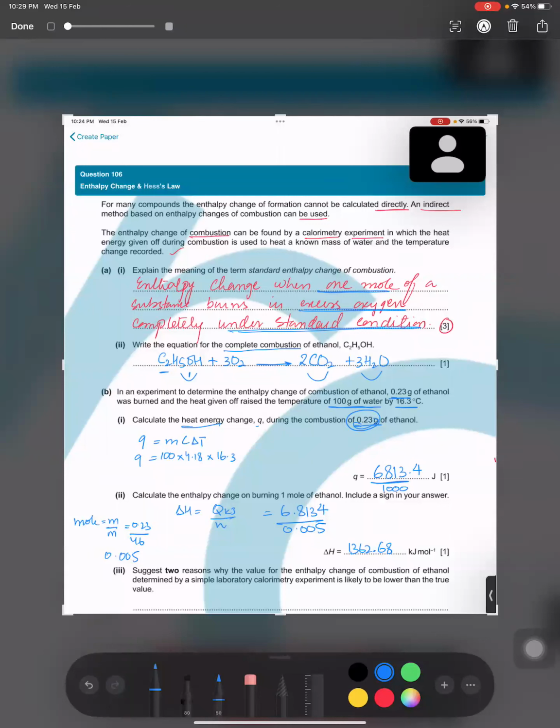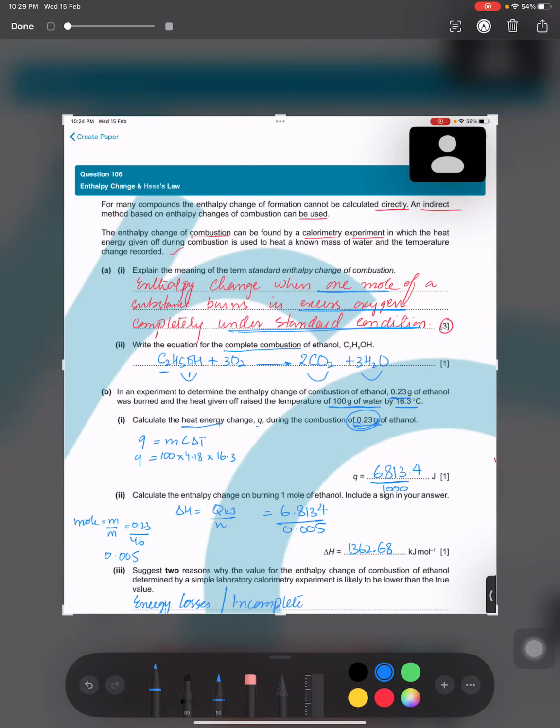Good, very good. Then in the last part of this B part, they're saying suggest two reasons why the value of the enthalpy change of the combustion of ethanol determined by a simple laboratory calorimeter experiment is likely to be lower than the true value. Definitely, there would be some heat losses. You can say that energy losses to the surrounding, or you can say that incomplete combustion of ethanol.